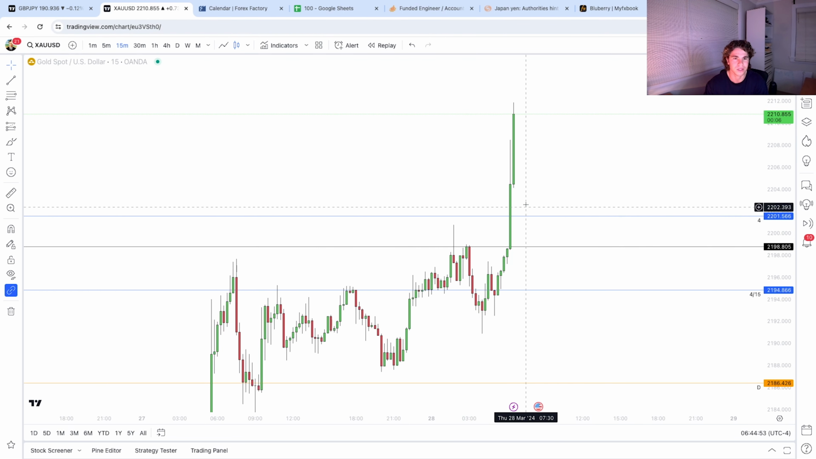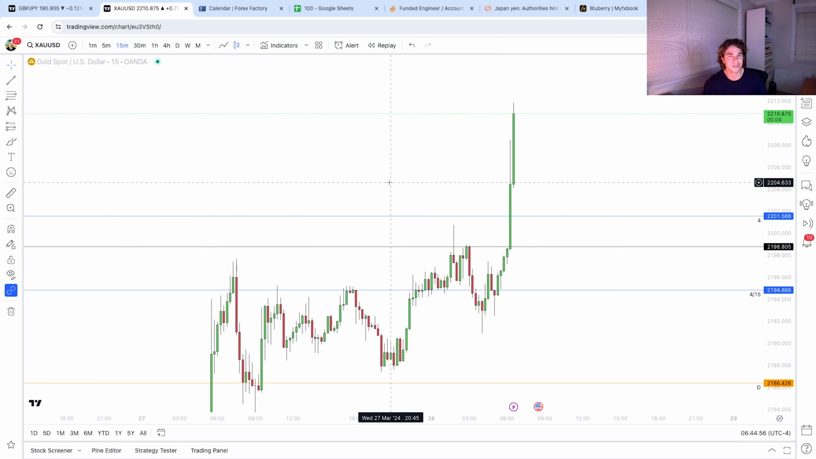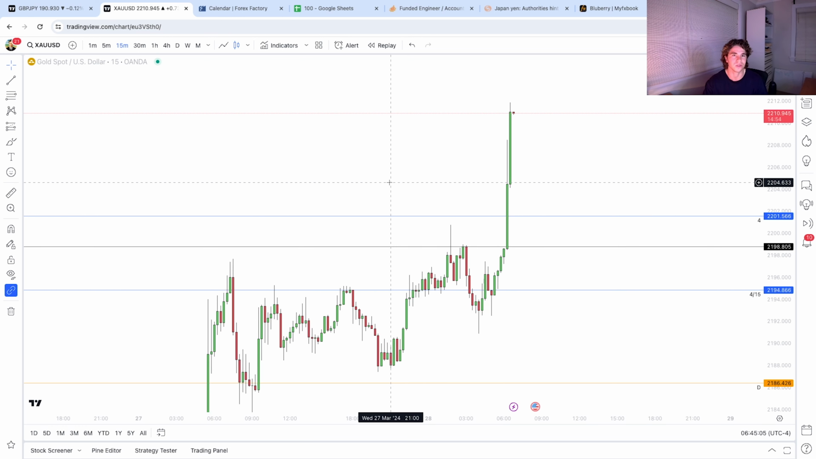So I'm not 100% looking at gold, but I think this is a really good example of how you can use price action, the higher time frames like the daily, the 4 hour, to try and make sense of what price is actually doing. And you'll find that it's actually very simple, okay?